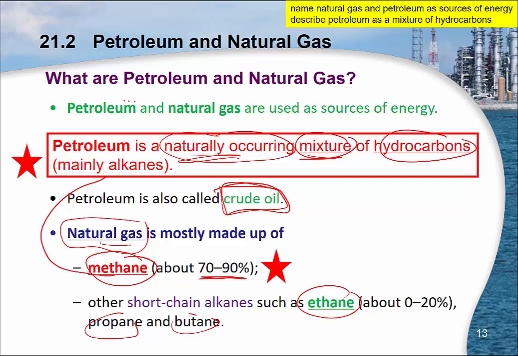So you need to know that petroleum and natural gas are sources of energy. They can be burned to produce energy like heat and light.